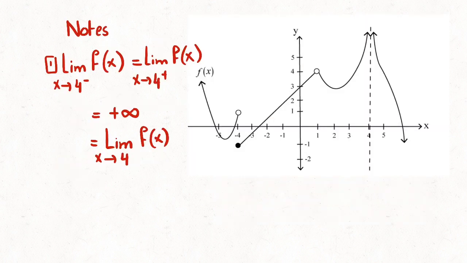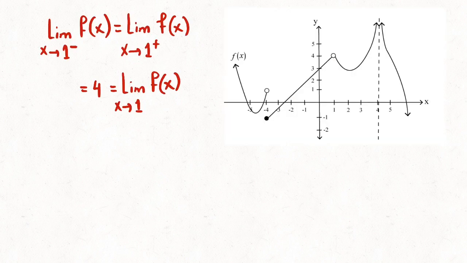Okay, you need to notice that the limit of f of x as x goes to 4 from the left is the same as from the right, and it is always infinity. Both of them go always up. Also, the limit around x equals 1 exists since the limit from the left is the same as the limit from the right, which is 4. Thus, we say limit f of x as x goes to 1 equals 4.